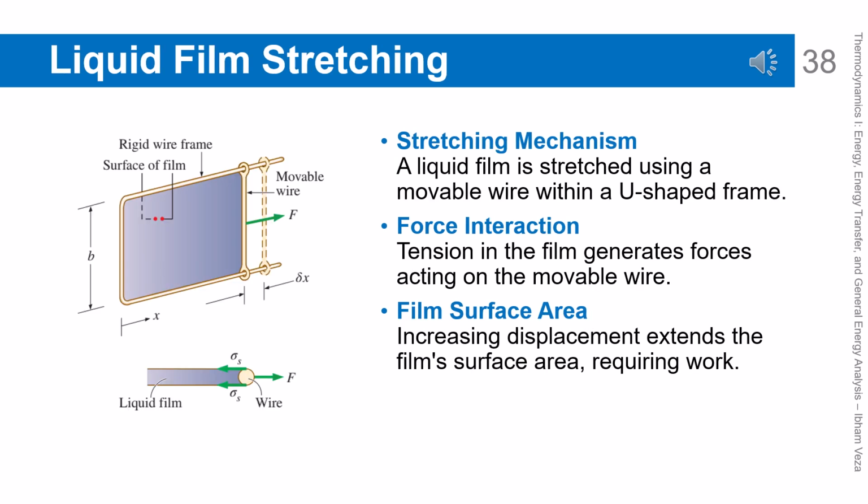Liquid film stretching. A liquid film can be stretched by moving a wire in a U-shaped frame. A pulling force appears due to the surface tension of the liquid. The larger the surface area created, the more work is required. This process shows that energy can also be stored in surfaces. This is an example of work associated with surface effects.